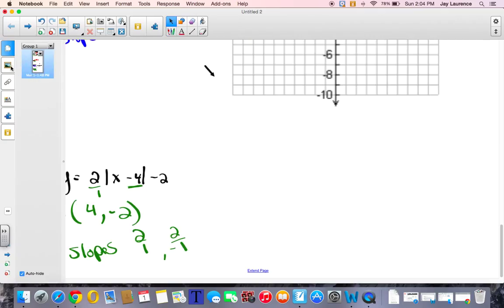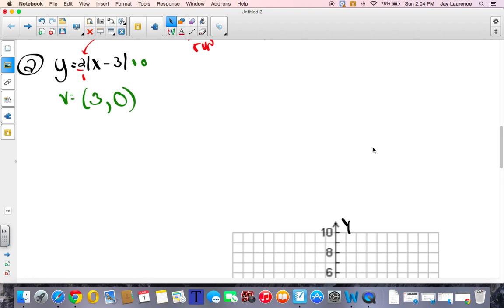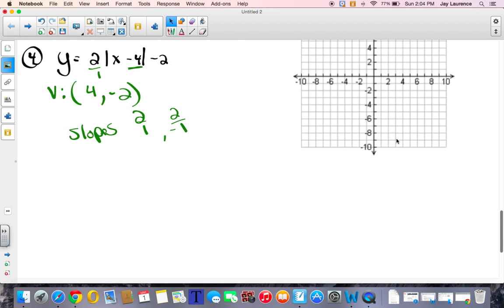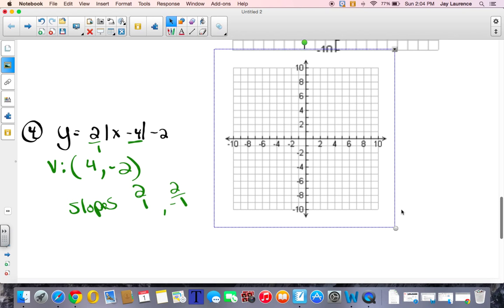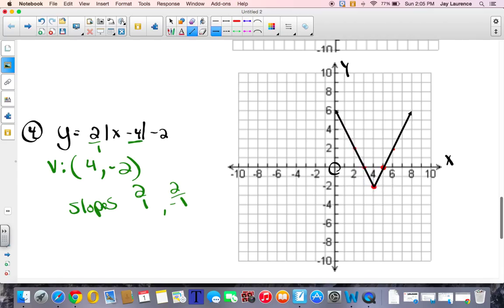Excuse me. So, I'm going to bring out my graph. And I'm going to go Control L, label, origin, x-axis, and the y-axis. And then I'm going to go 4, -2. So 1, 2, 3, 4, 1, 2. And then we're going to rise 2, run 1, and rise 2, run 1 the other way. And that will get me a V like that.